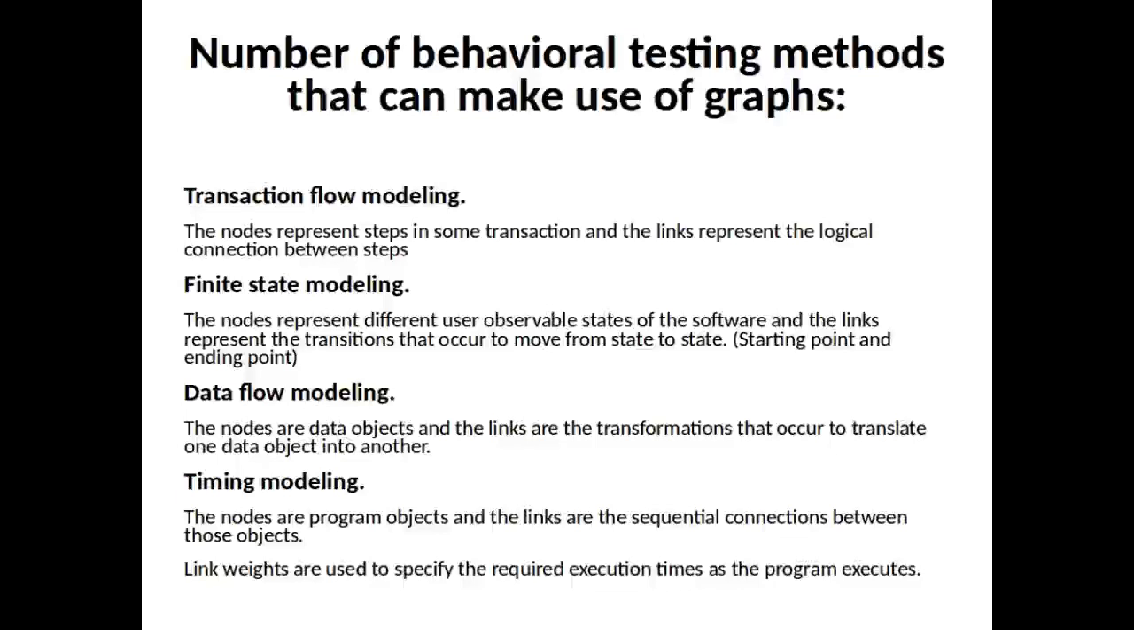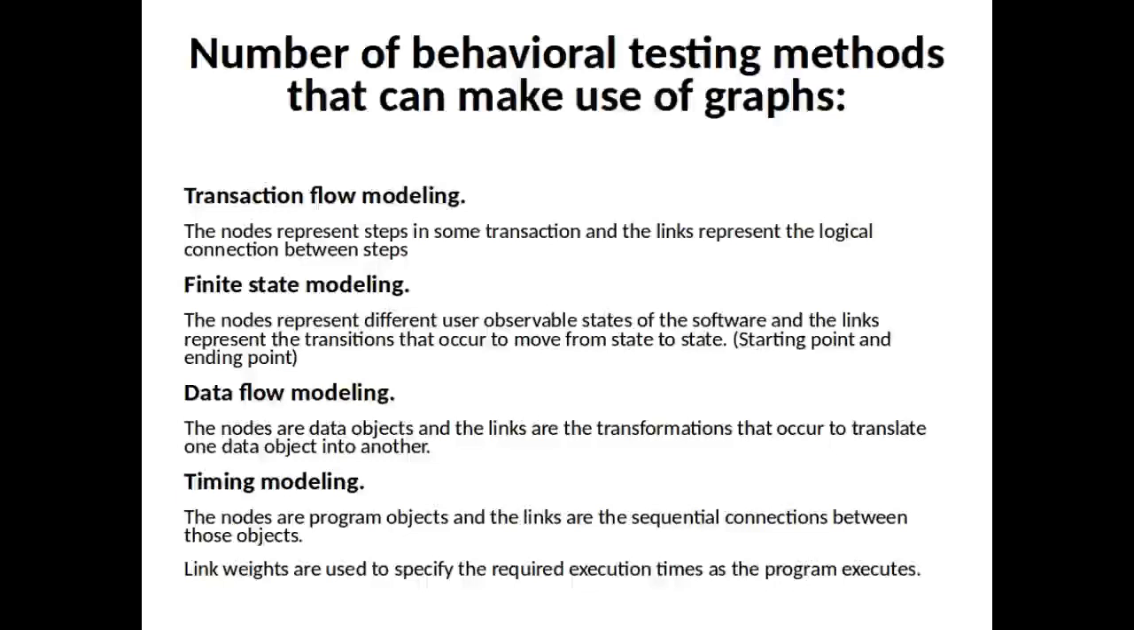Finite state modeling. The nodes represent different user observable states of the software, and the links represent the transitions that occur to move from state to state. The state diagram that we might have created during the analysis stage or during the planning stage can be used to assist in creating graphs of this type.